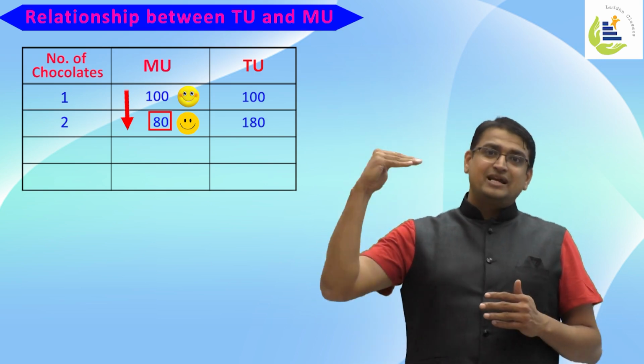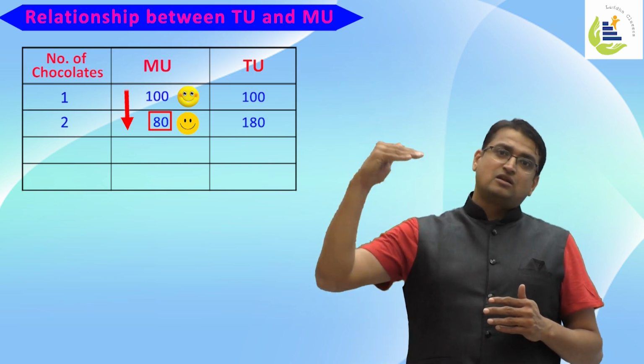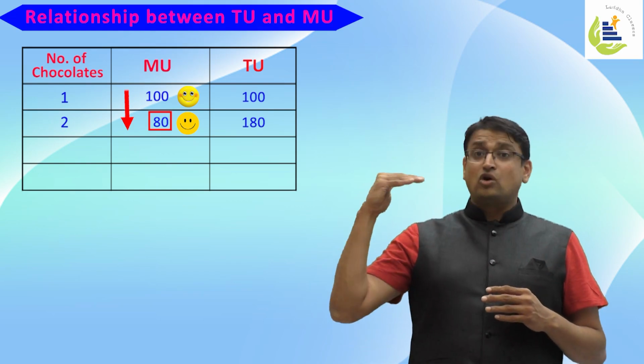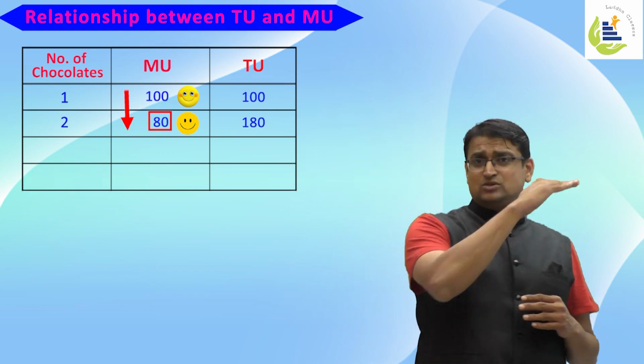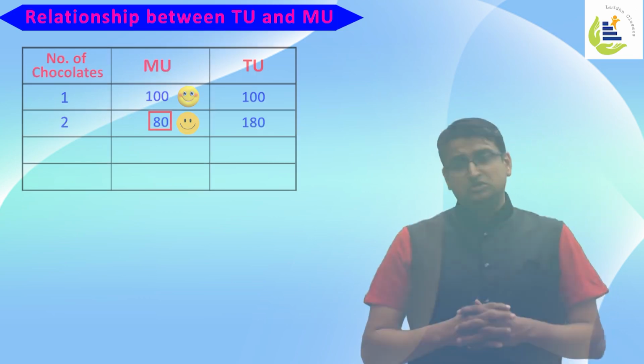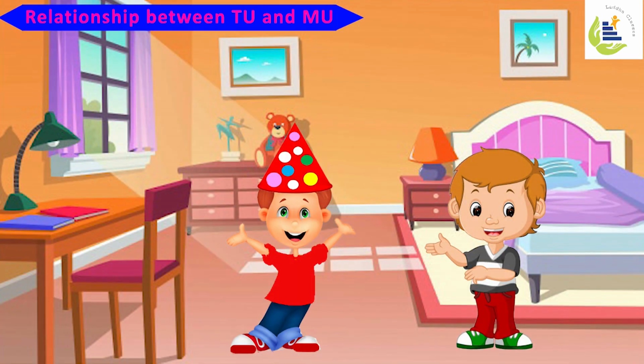Because there was a slight amount of satisfaction with the repeated use of the commodity. And that's where the want of intensity is reduced, that's where the satisfaction level reduced and the utility has reduced. Now let's get back to the example.